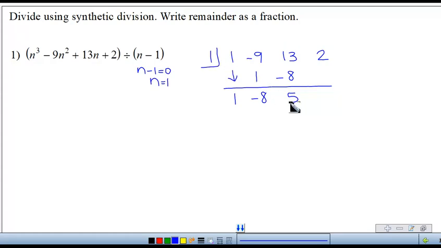1 times 5 is 5. Add these two terms together, and I get 7. Now I'm going to draw a line here to separate my answer from my remainder.